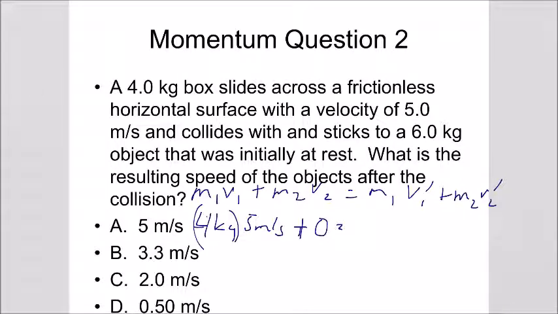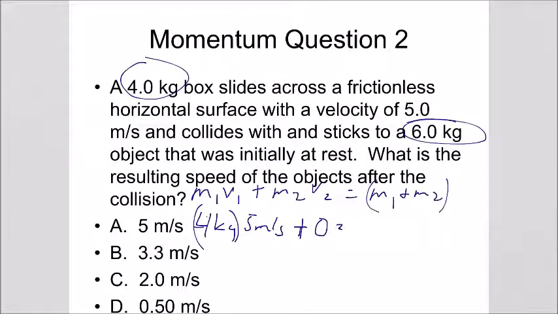Now here's something that we need to look at. This is an inelastic collision. That means that our two objects stick together. So instead of writing them out separately, let's take this mass and add it to this mass, because they're going to be together after the collision. So we're going to say that's equal to m1 plus m2 times some velocity. We'll just call it v1 prime.